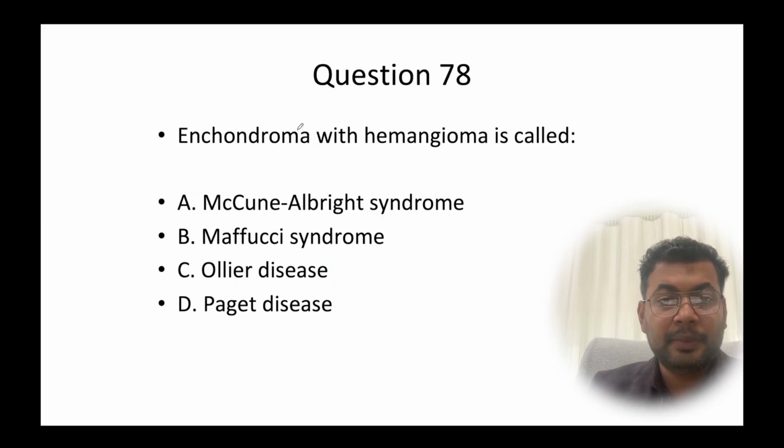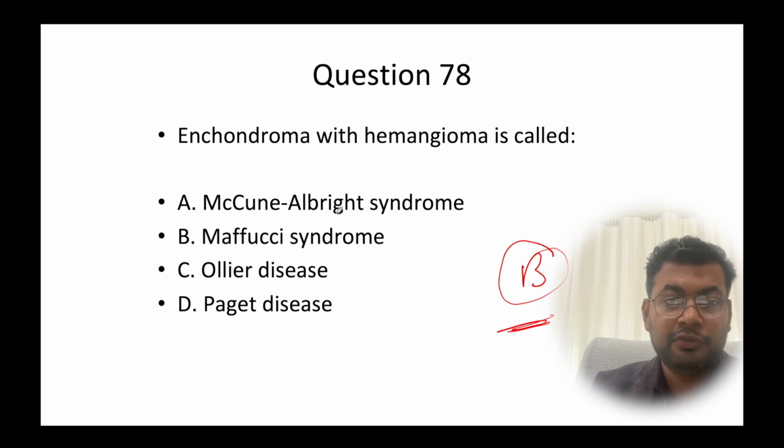Enchondroma with hemangioma is called. So this is a complex association, and this answer is Maffucci syndrome, B. So enchondroma with hemangioma is called Maffucci syndrome.